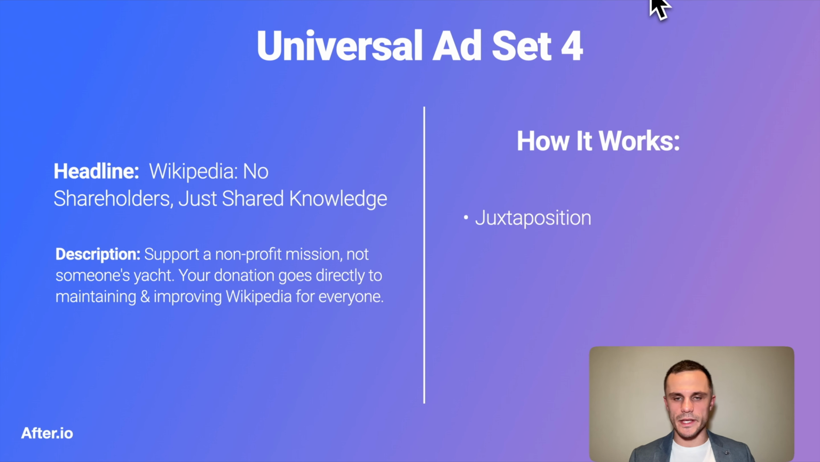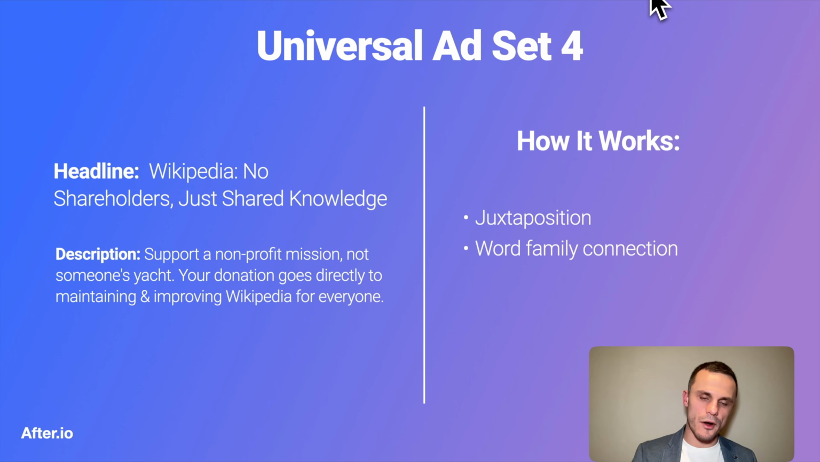We contrast the theses with each other: Wikipedia is not something corporate, not something for profit, not something for enriching someone. Wikipedia is just sharing knowledge. So this is the first technique, word family connection. Shareholders, shared. These words sound similar, but in these two theses, they talk about completely different approaches.